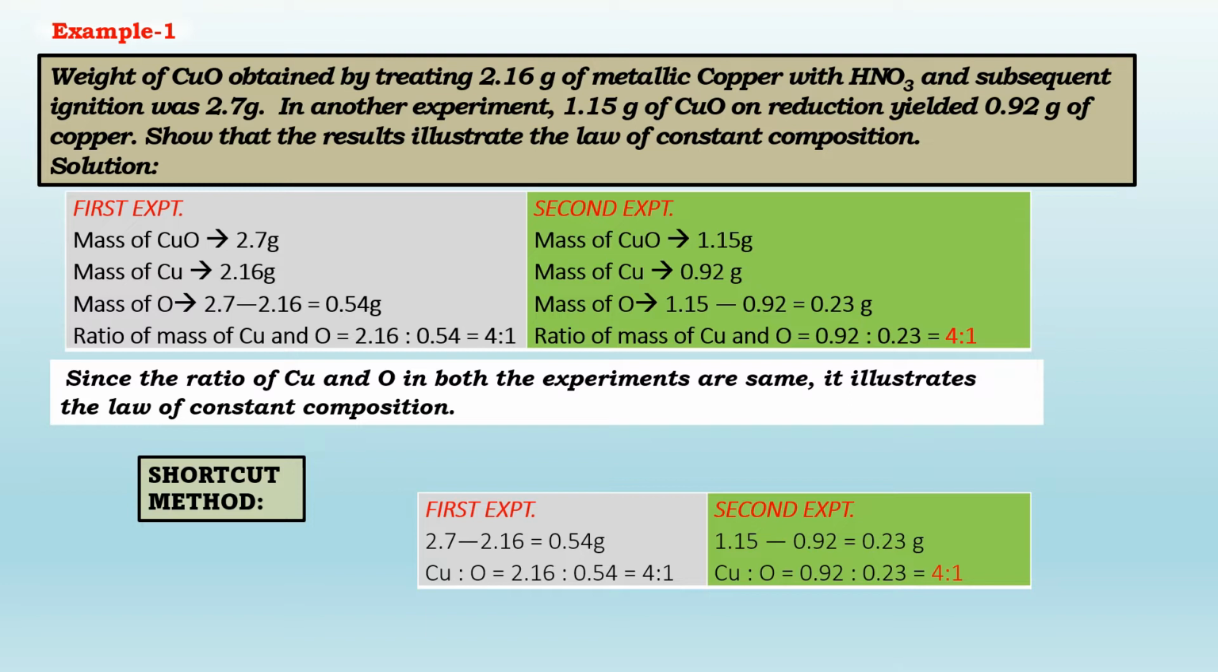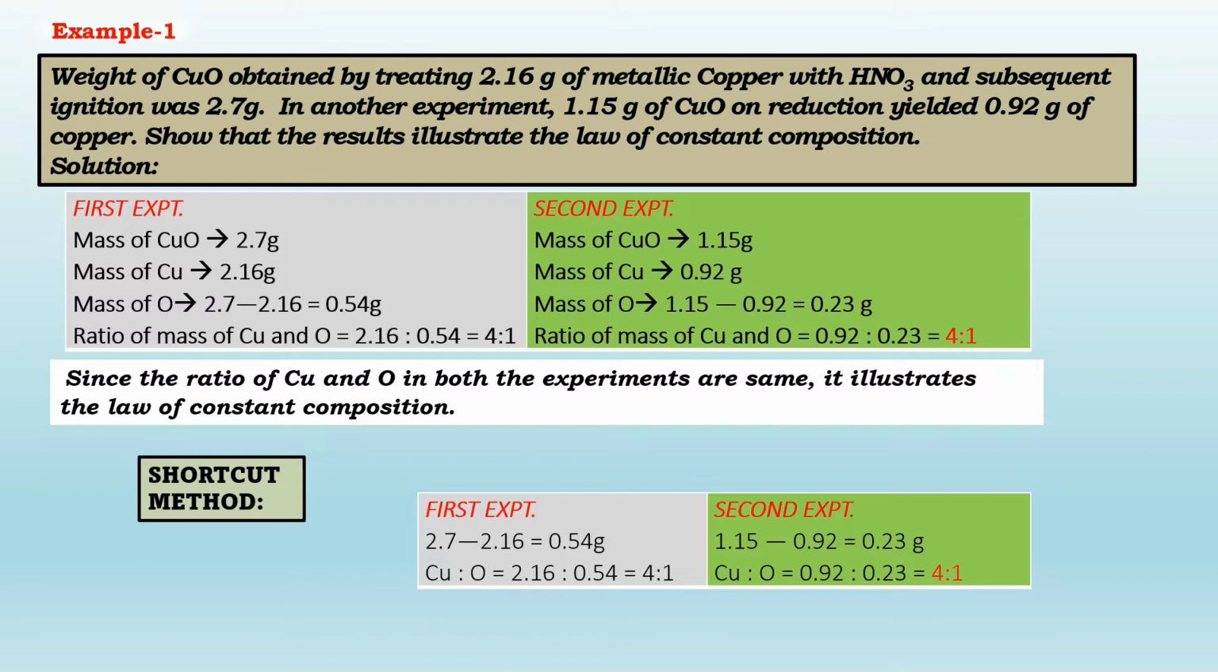Here, in experiment 1, mass of copper oxide is equal to 2.7 gram and mass of copper is equal to 2.16 gram. So, the mass of oxygen is equal to 2.7 minus 2.16 is equal to 0.54 gram. Now, the ratio of mass of copper and oxygen is equal to 2.16 is to 0.54, that is equal to 4:1.